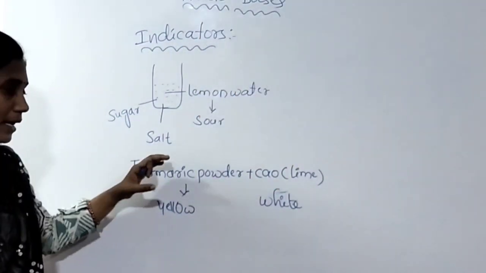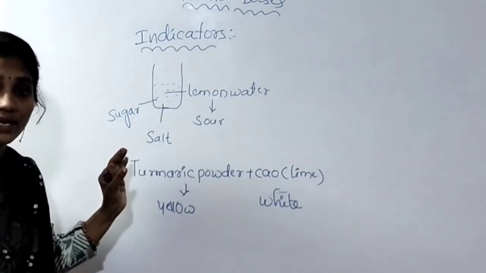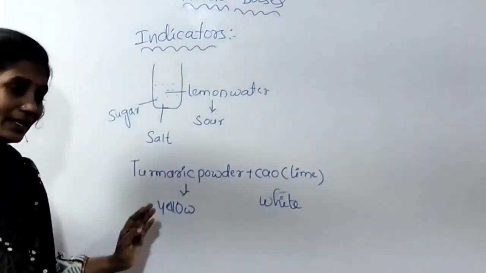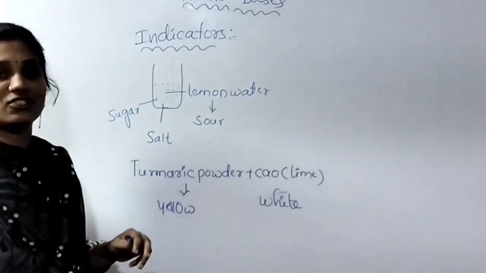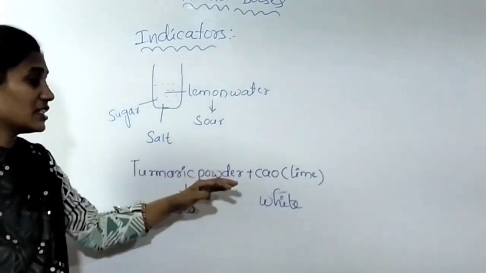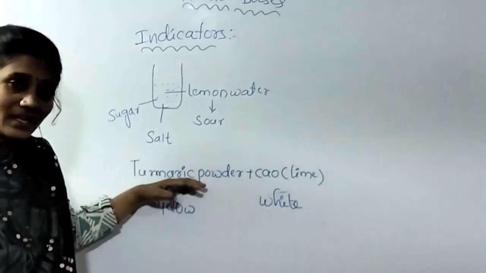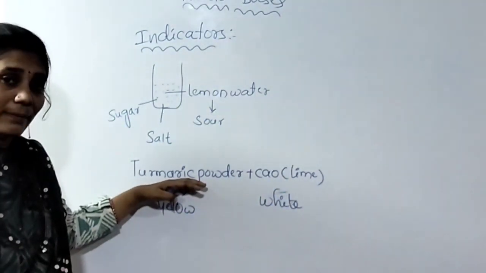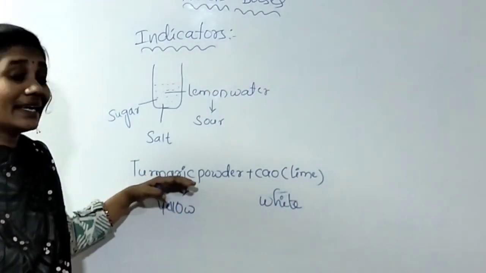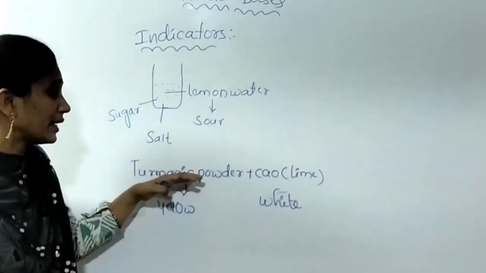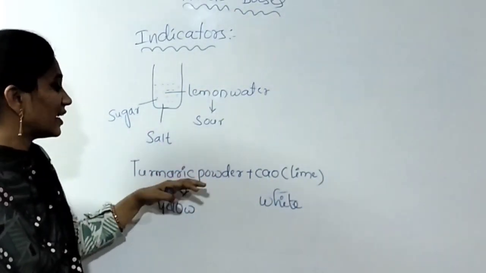For example, here turmeric is one kind of substance. It has the capacity to lose its originality, to change its characteristic when it is added to another substance like calcium oxide. Here we can observe the change in color, because the yellow turmeric powder has become red when it is added to calcium oxide. Because it is indicating the color change for us.